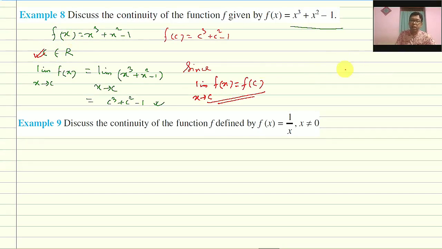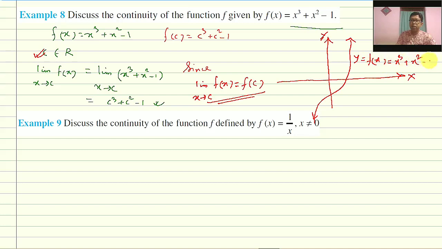Now I want to draw the curve, then you can understand why it is continuous everywhere. Okay, domain line, and x cube plus x square minus 1, the curve is this one. This is the curve, and observe carefully. And how do I draw this curve? Actually, I shall show in curve sketching area. So now just observe, I have drawn this curve and there is no gap in this curve. You can freely draw this curve. And since you can draw freely without lifting your pen, so the function y is equal to f(x), that is equal to x cube plus x square minus 1, is continuous everywhere.